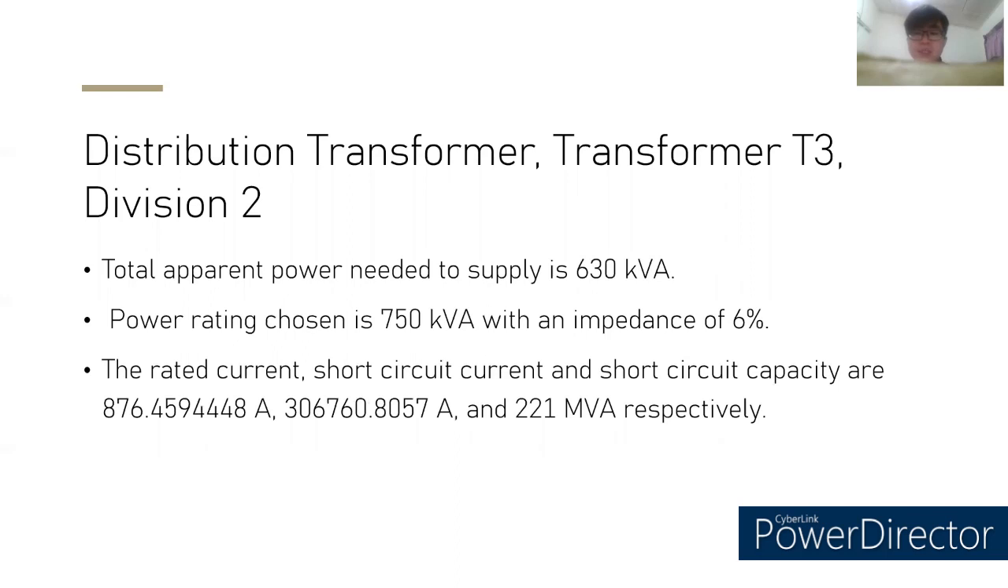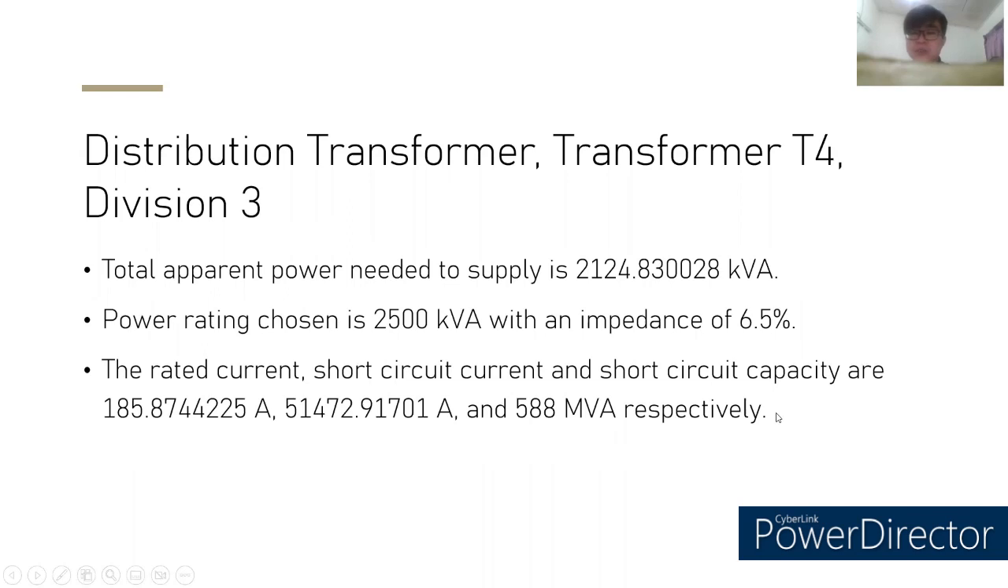Next, we have transformer T3 in division 2, which is a distribution transformer as well. The total apparent power needed to be supplied by it is 630 kilovolt ampere. The power rating chosen for this transformer is 750 kilovolt ampere with an impedance of 6%. The rated current, short circuit current, and short circuit capacity are 576.56 ampere, 306,760.81 ampere, and 221 megavolt ampere respectively.